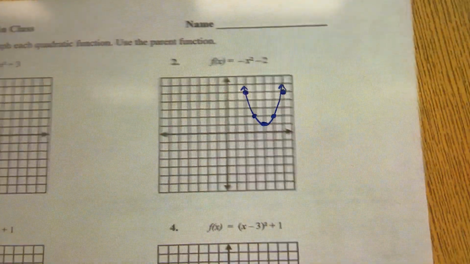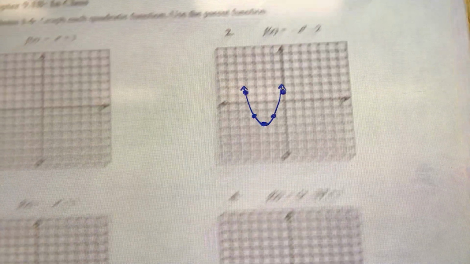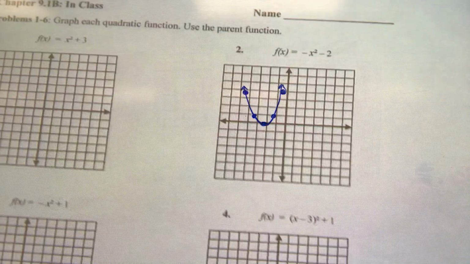Question number 2. So there's our parent function. You're like, ooh, I see what you did there, Miss Miller. I know, that's pretty snazzy. And then I screwed it up. Come on, worksheet, work with me.